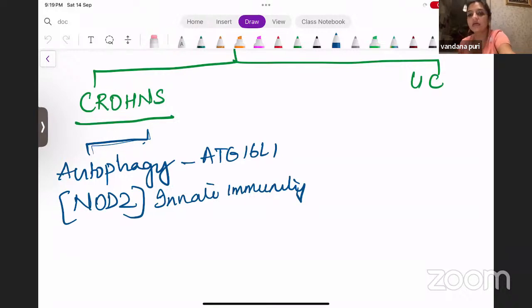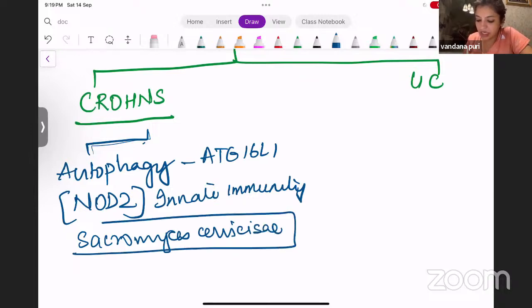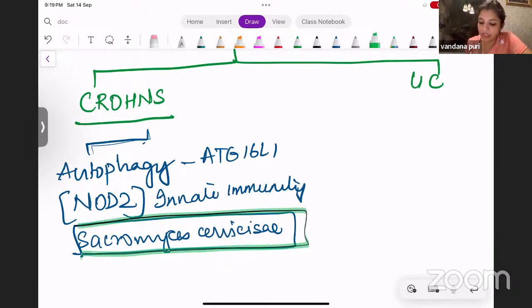So please remember here, when I say what is the pathogenic bacteria which affects Crohn's disease, remember this is very important. This is called Saccharomyces cerevisiae. That's the bacteria which is postulated to be involved in Crohn's disease. When this is a defective bacteria, probably it's not killed properly by autophagy because there is a defect in the autophagy gene, or your innate immunity is defective, so the cell starts recognizing the self antigens and it starts attacking.